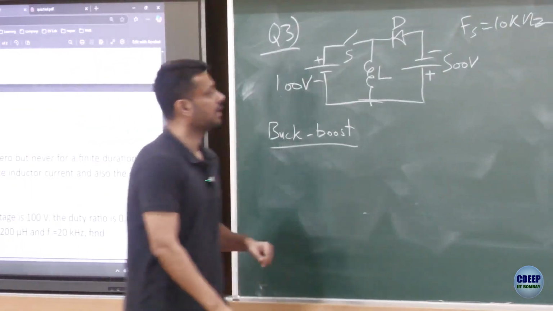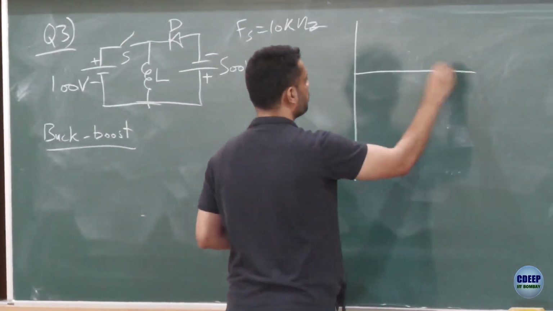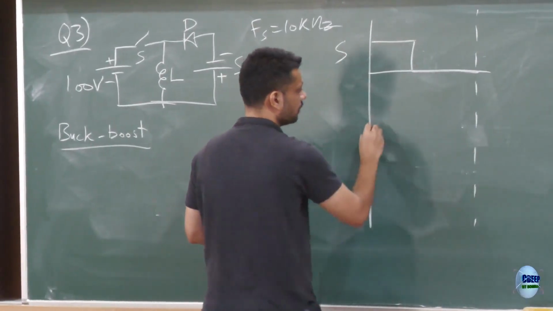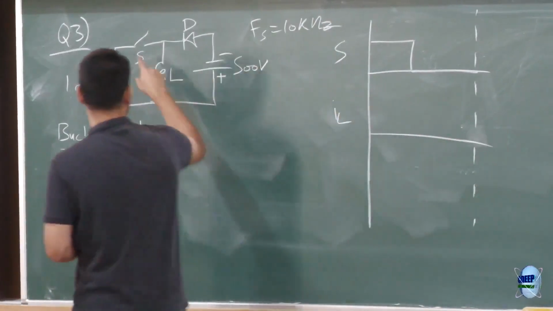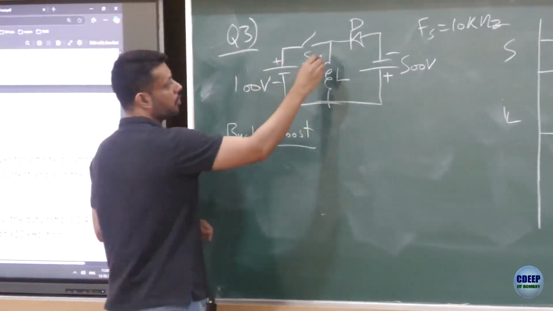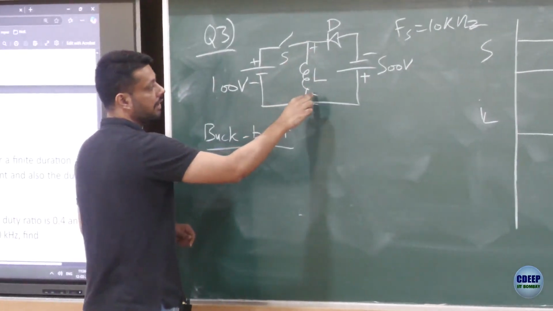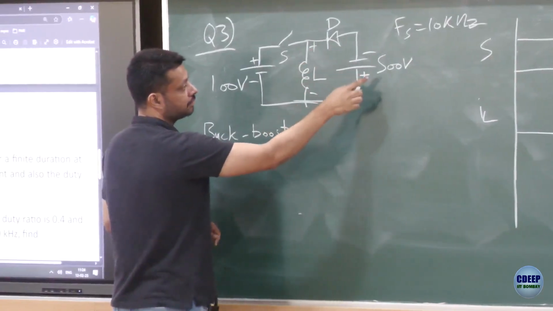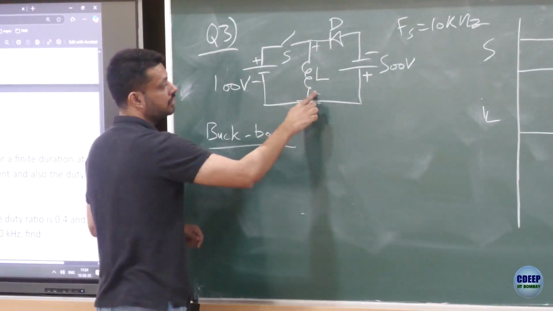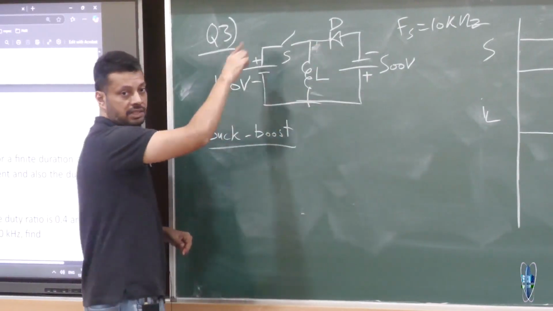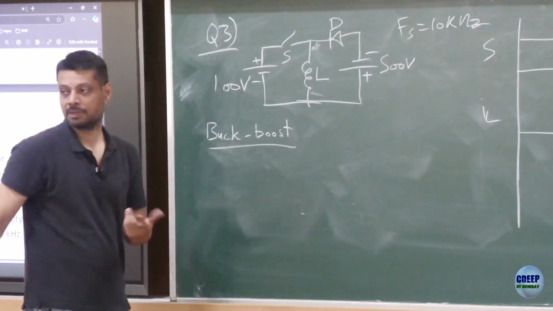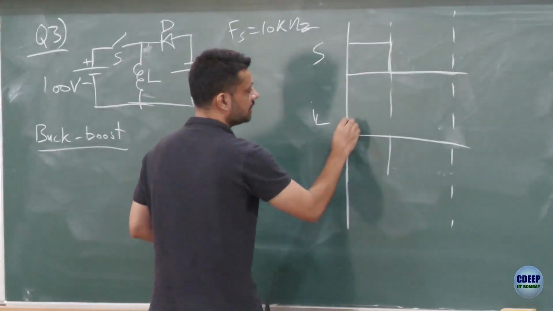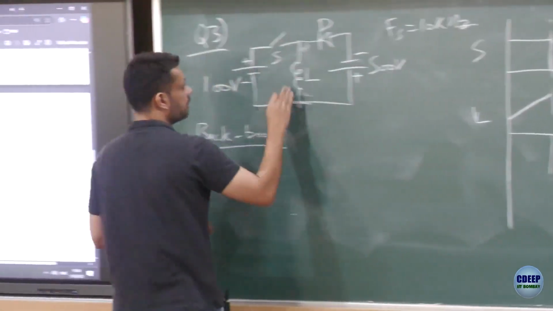How it works is that when the switch is on, this voltage is positive here, and negative here, right? Therefore the diode will be reverse biased by 500 plus 100. If the switch S is on, the diode is reverse biased by 500 plus 100, 600 volts, right? So the diode is not conducting, the switch is on, the inductor current would rise, and current will flow in this loop.